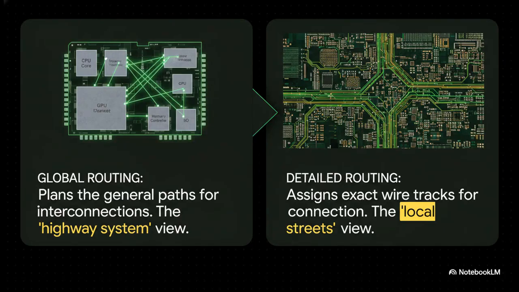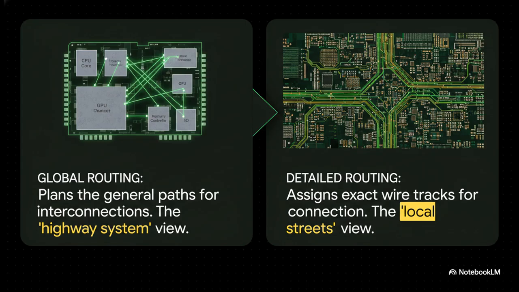And finally, routing. This is where we connect everything up. It's a really complex task that's actually done in two parts. First, there's global routing. Think of this as planning the major highway system for our city. It just figures out the general paths. Then comes detailed routing, which gets right down to the nitty-gritty.